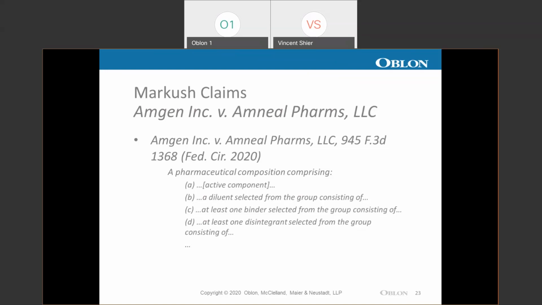phrase of comprising. The district court held that the Markush groups are closed to unrecited binders and disintegrants, relying on the traditional Markush case law. Amgen then appealed and contended that Claim 1 is open-ended because of the transitional phrase comprising at the beginning of the claim. Amgen further argued that since the consisting of terms in subsections C and D are preceded by at least one, the Markush groups only limit the at least one binder or disintegrant.